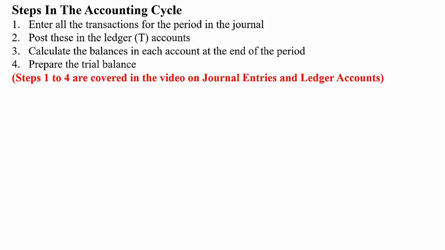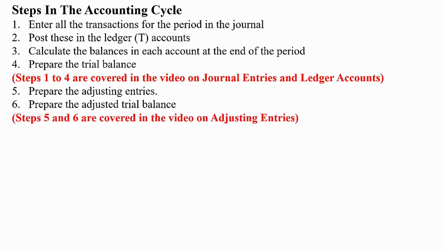The first 4 steps involve entering all the transactions for the period in the journal, posting these in ledger accounts, calculating the balances in each account at the end of the period, and preparing the trial balance. The above 4 steps are covered in the video on journal entries and ledger accounts. The next 2 steps involve preparing the adjusting entries and preparing the adjusted trial balance. These 2 steps are covered in the video on adjusting entries.